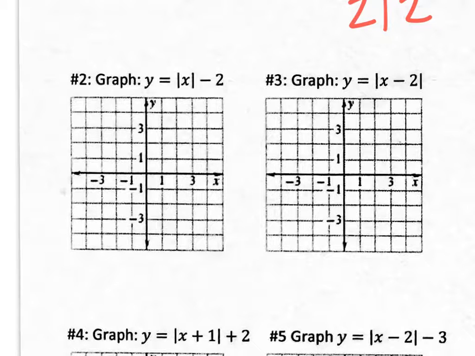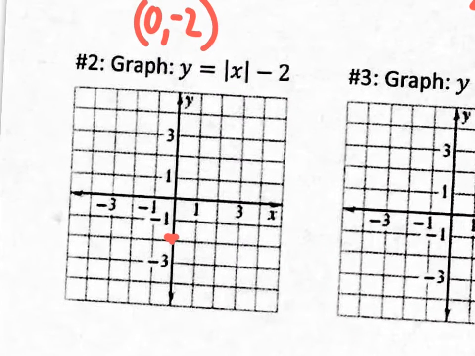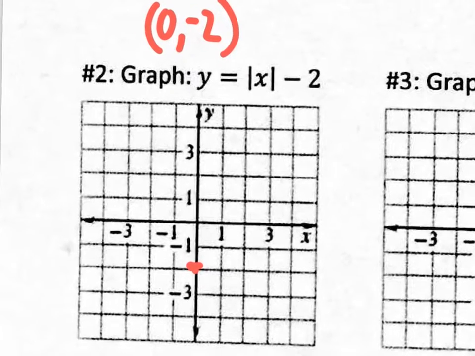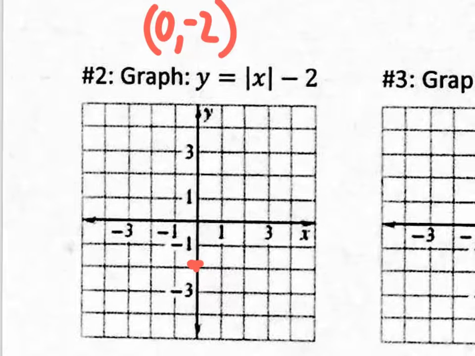Number 2, what's my h and k value? 0, -2. Let's go to 0, -2. 0 on the x, -2 on the y. Let's put a dot right there. Let me zoom in a little more. Okay, and now from that point, what's my slope? Up 1 over 1. Up 1 over 1. Up 1 over 1. Now I could keep going forever.